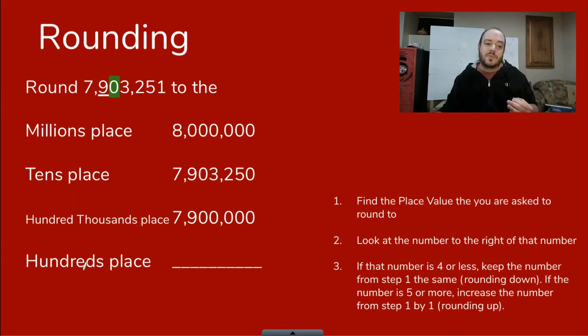Last one, the hundreds place. The hundreds place is going to just be our 2. When we're looking at our 2, to the right of that is a 5. 5 is the first number that we're cutting off to go up. So we're going to increase this 2 by 1, which makes it a 3. So we're going to have 7,903,300. All right, so there's our answer there.